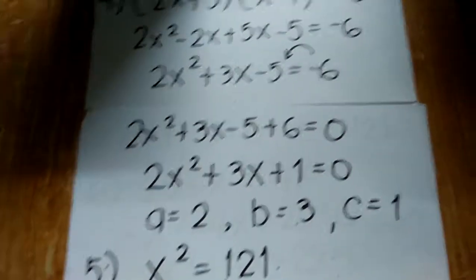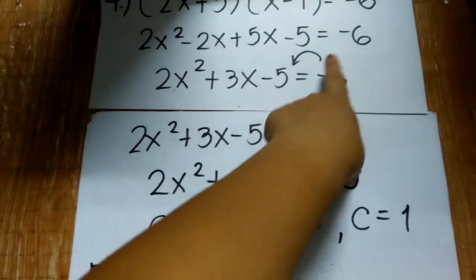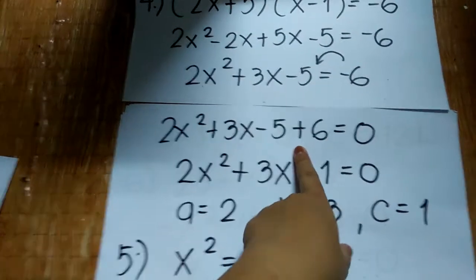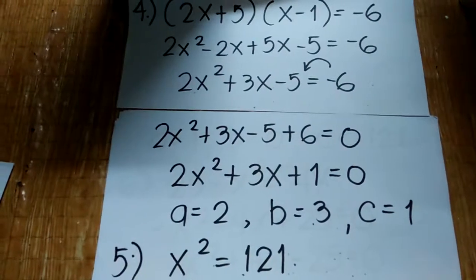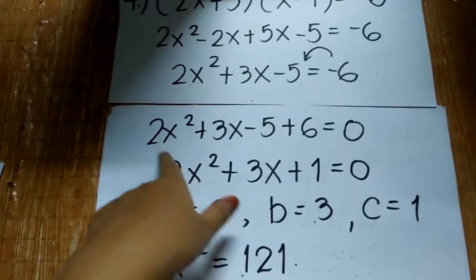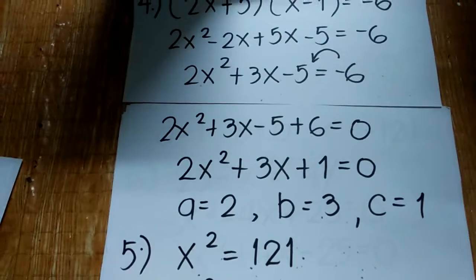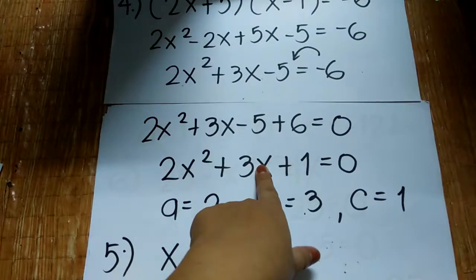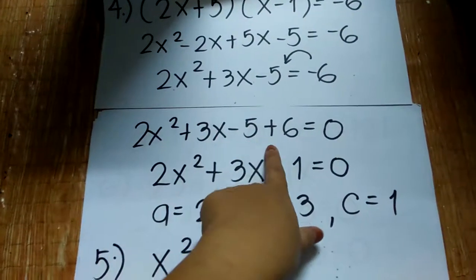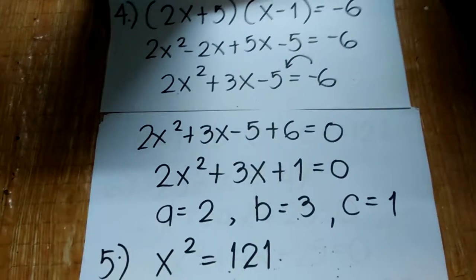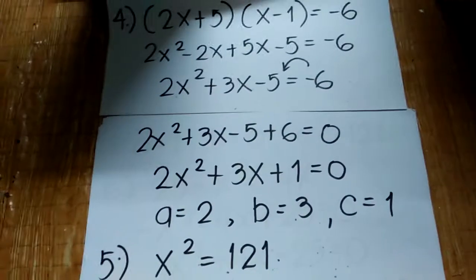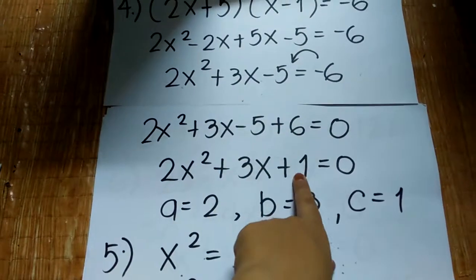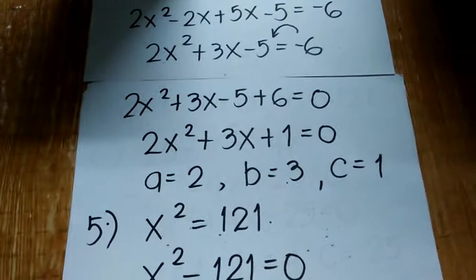Ayan. So, i-move pa natin si negative 6 to the other side. Kaya magiging positive 6 siya. So, ito ay magiging 0 na. Then, ito, yung two terms, just copy kasi nakaayos naman na siya. Then, simplify again. So, we have 2x squared plus 3x. Then, negative 5 plus 6. Magkaibang sign, so, minus. Then, mas mataas si 6, tama? So, get the sign of 6. Positive 1. So, nakaayos na siya.